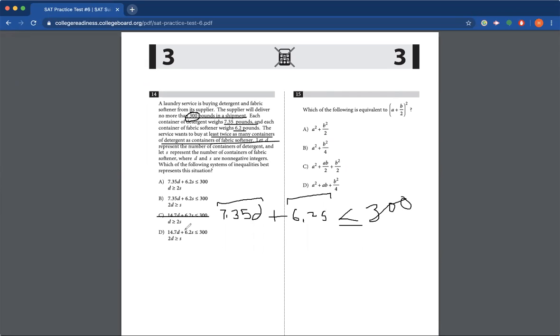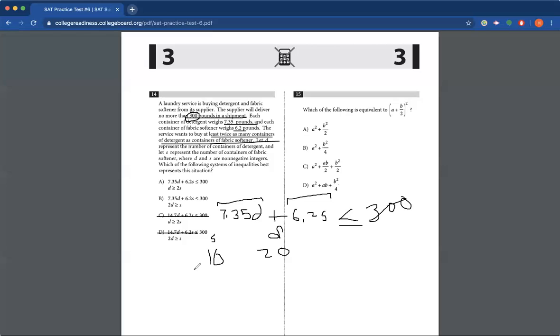That eliminates this one, eliminates this one. We're left with 2 answer choices. Now we have to see the other statement that they have. The service wants to buy at least twice as many containers of detergents as fabric softener. What that means is if they have 10 fabric softeners, they want to buy 20 detergents.